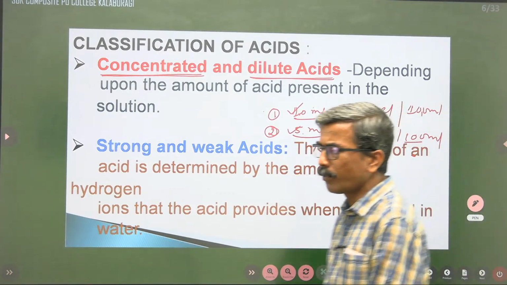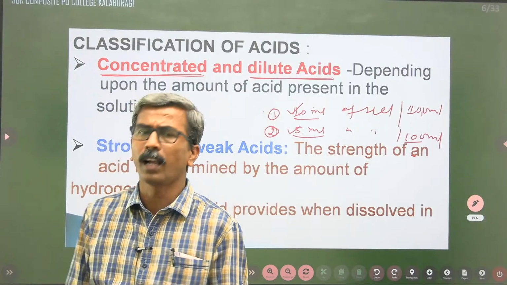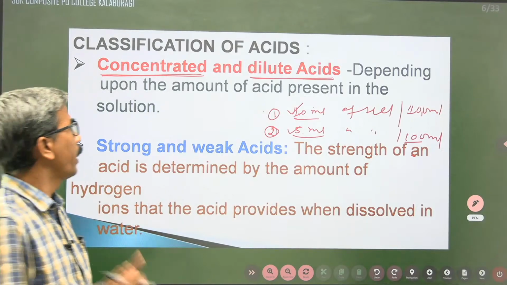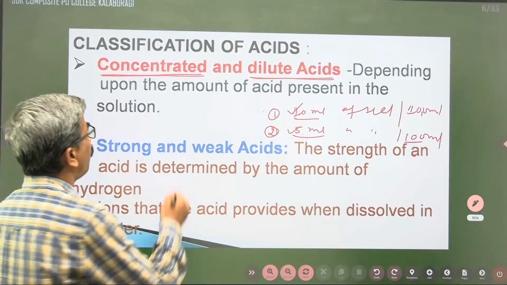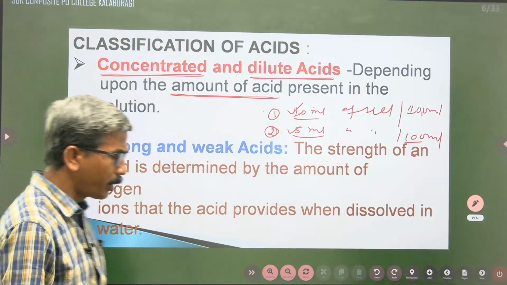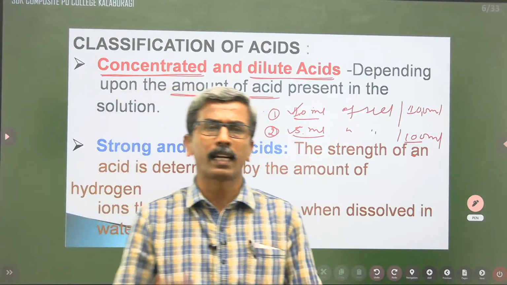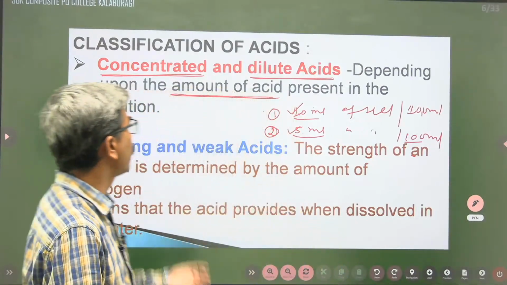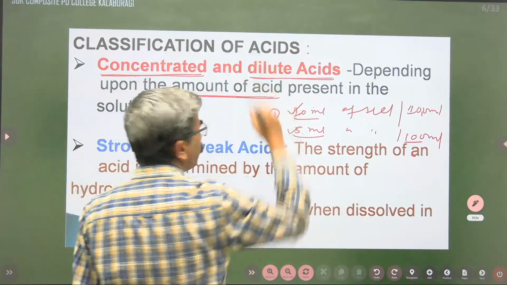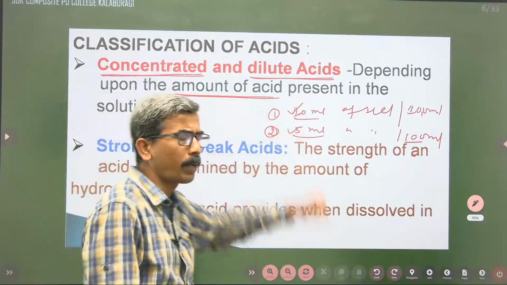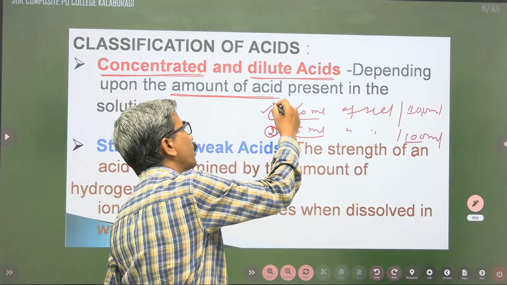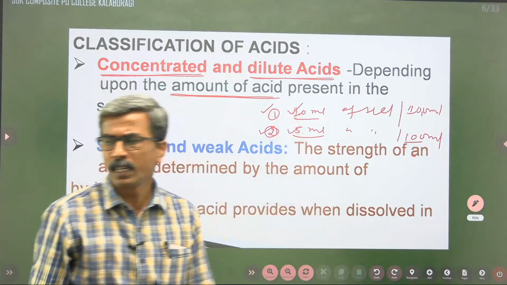So this is a simple way of explaining how acids are further classified depending upon the amount. I am underlining this: depending upon the amount of acid present in the given solution, we can categorize these acids as concentrated or dilute. Here, out of the two containers in the example I have taken, the first one is concentrated, whereas the second one is dilute.